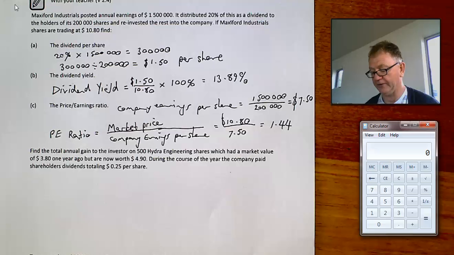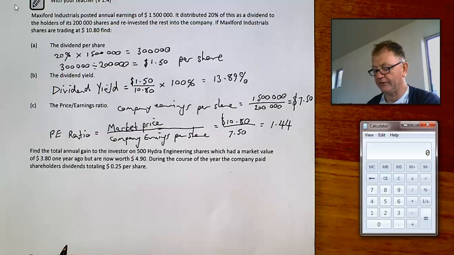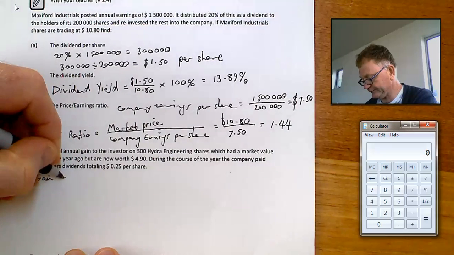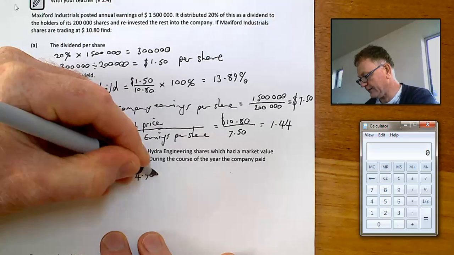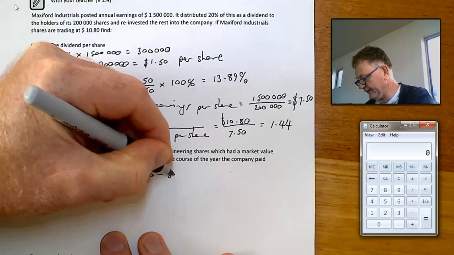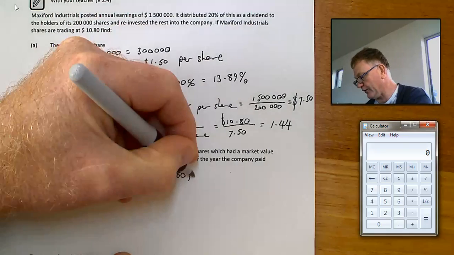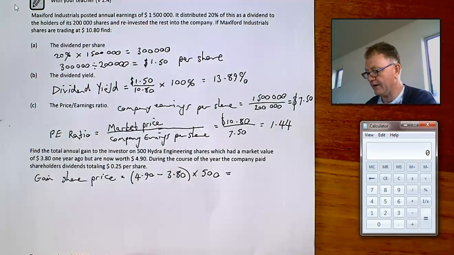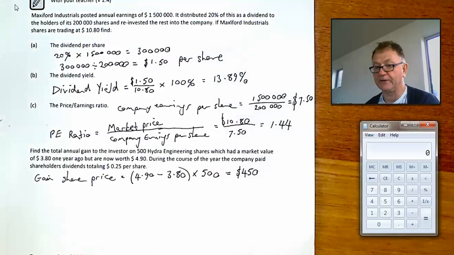Now in this case, the investor had the shares for a whole year, he bought them for $3.80 and he sold them for $4.90. So he's going to gain on selling his shares because they're going to sell for more than he bought them for. We might be able to work out the gain on his share price by getting the selling price, $4.90, take away what he bought them for, $3.80. That looks like a gain of 90 cents per share, and of course we'll have to times that by the fact that he had 500 shares. Check this on the calculator for me. It should come out to a gain of $450 that he gained through the fact that the shares went up.